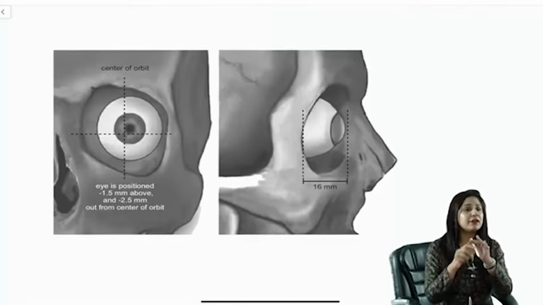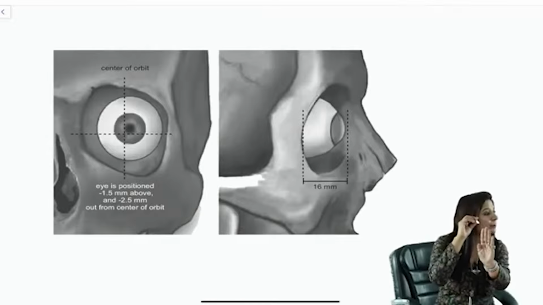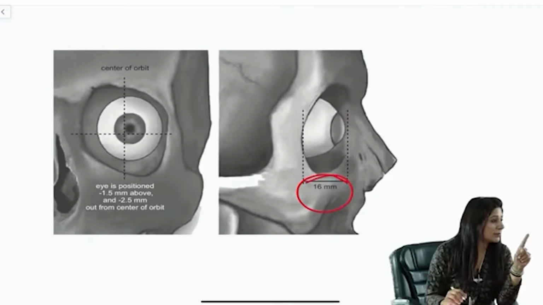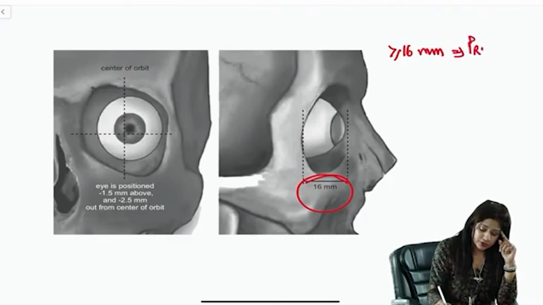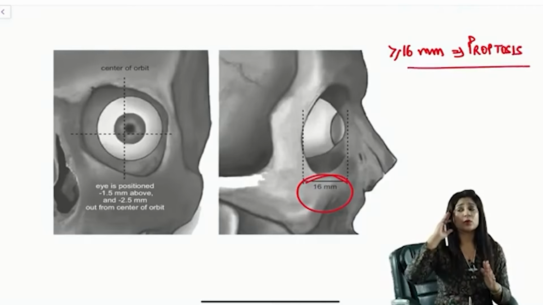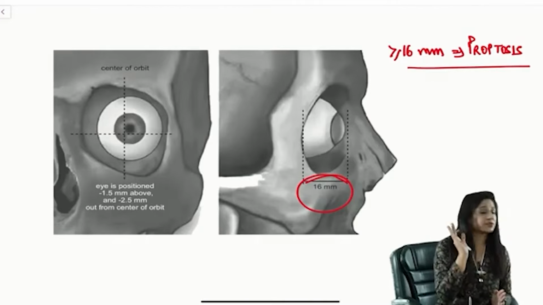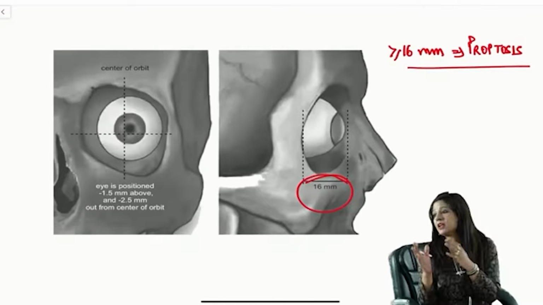Then see the eyeball from the lateral wall. So if the lateral wall, say the eyeball is coming out, then that is called as proptosis. So normally how much it should be there? Normally it should be 16 mm. So anything which is more than 16 mm will actually lead to the proptosis. If the eyeballs are coming more than 16 mm out, then I can call it as exophthalmos, or I can call it as proptosis. So this is the complete orientation of the eyeball.